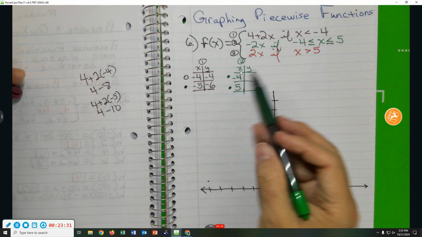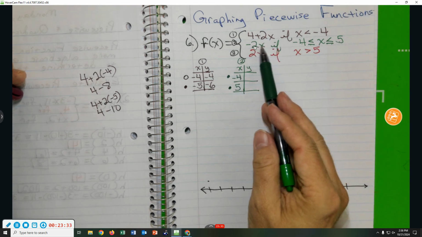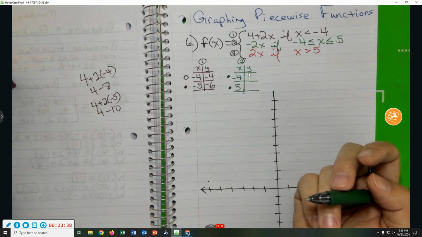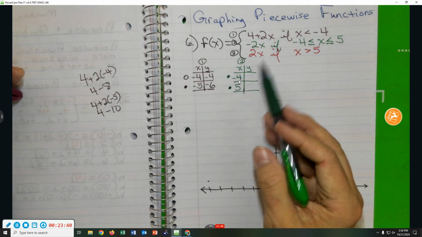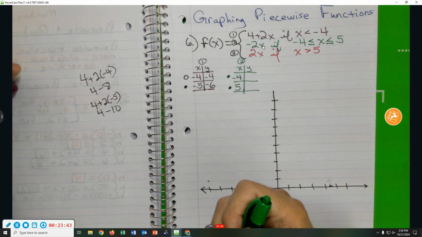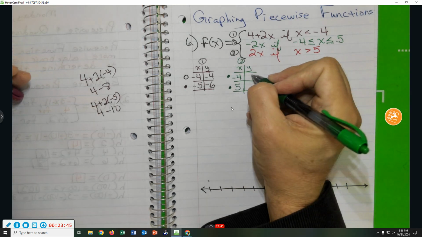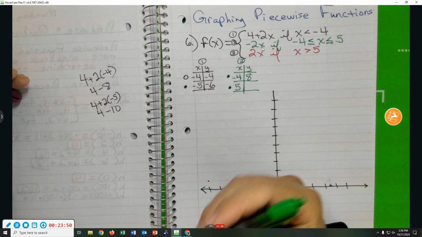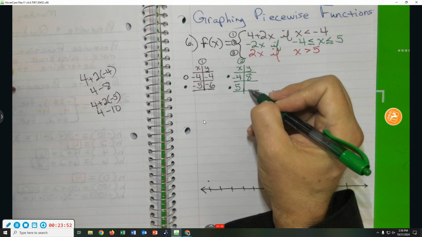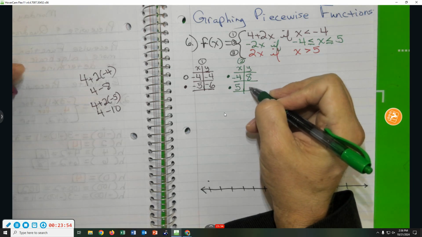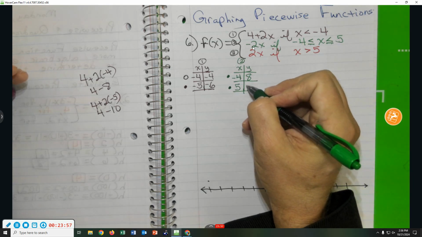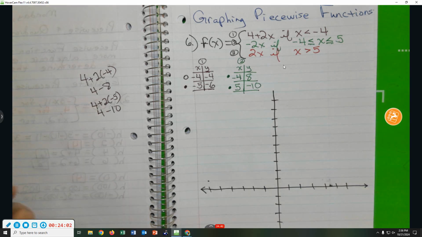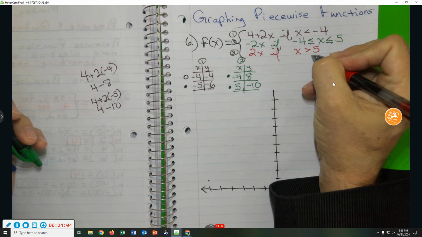Plugging the -4 into the green piece, -2 times -4, what are we going to get for the y value? 8. Okay. Plugging 5 into the green piece, -2 times 5, what are we going to get for the y value when we plug in 5? -10. I agree. Third and final piece, the red piece.